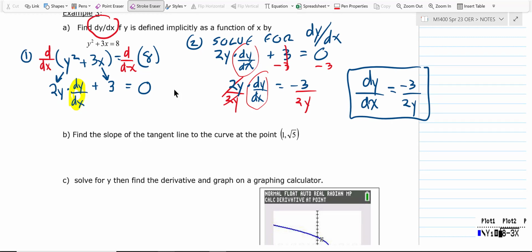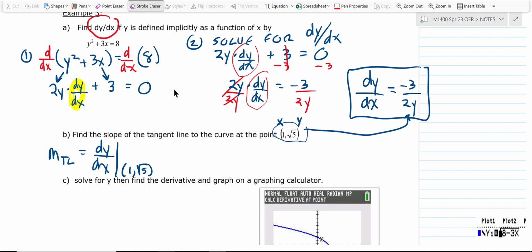It says find the slope of the tangent line to the curve at the point (1, √5). So the way I like to write this step is the slope of a tangent line is the derivative evaluated at (1, √5). Okay, and what you're going to do is you're just going to plug in to the derivative we already got. Now this is x. There's no x to plug into, but there is a y, so that y is going to plug in right there. So you're going to have -3 over 2 times square root of 5. That's the slope of the tangent line.